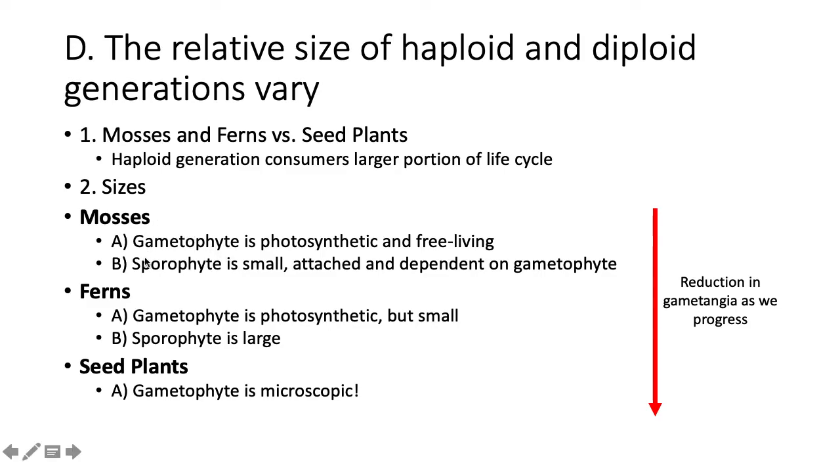So you can see that as we progress, the gametophyte just gets smaller and smaller and smaller. So over here I have a reduction in gametangia, which is the gametophyte, as we progress.